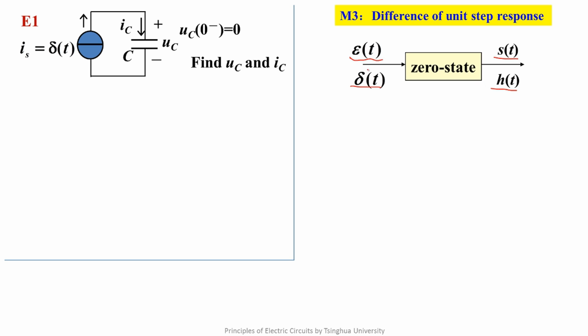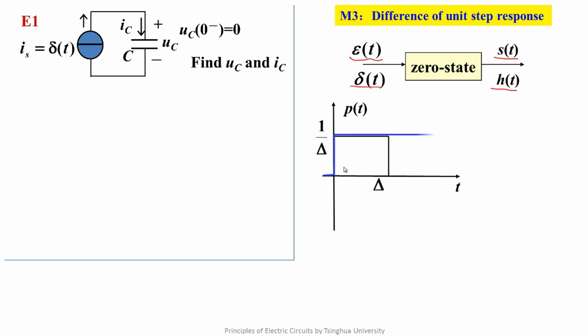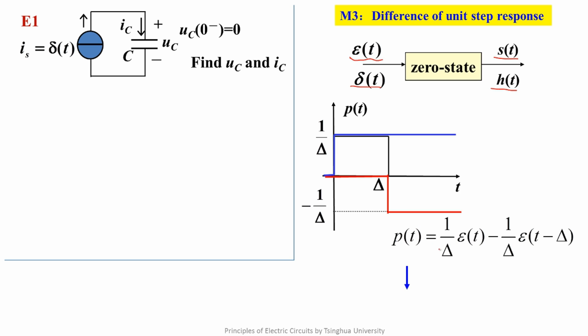We know delta(t) is the differential of epsilon(t), and we want to know whether h(t) is the differential of s(t). Let's derive it. We still use such a unit pulse function. Similar to the discussion in lecture A2, this unit pulse function can be seen as the sum of two unit step functions. We can easily get p(t) equals 1 over delta times epsilon(t) minus epsilon(t minus delta). We suppose the response of the unit pulse function p(t) is hp(t).